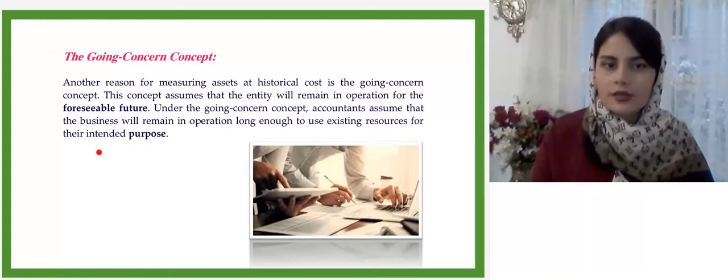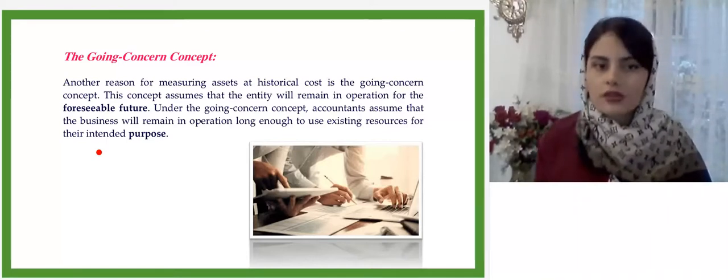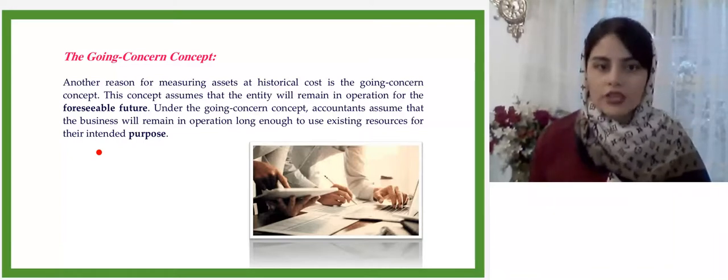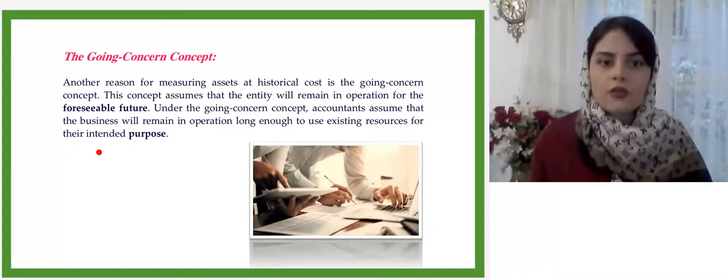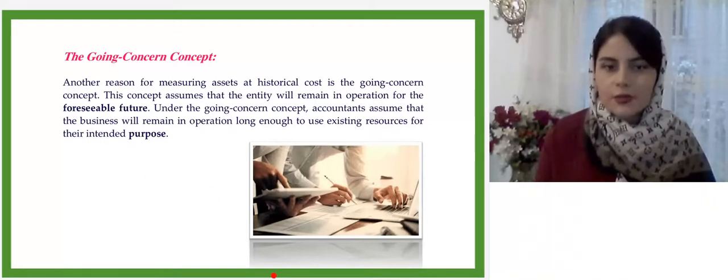The going concern concept. Another reason for measuring assets at historical cost is the going concern concept. This concept assumes that the entity will remain in operation for the foreseeable future. Under the going concern concept, accountants assume that the business will remain in operation long enough to use existing resources for their intended purpose.